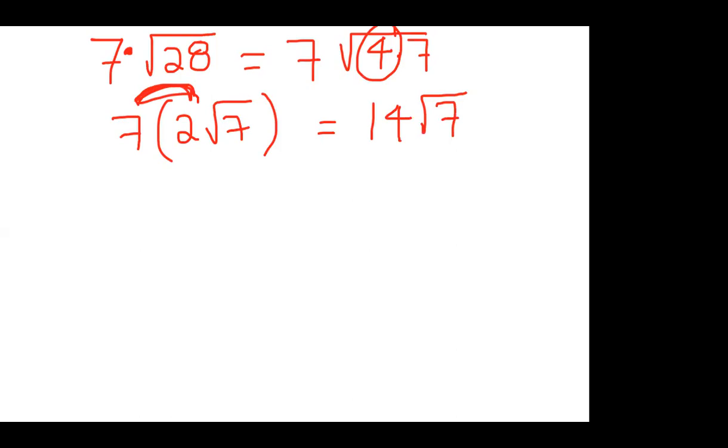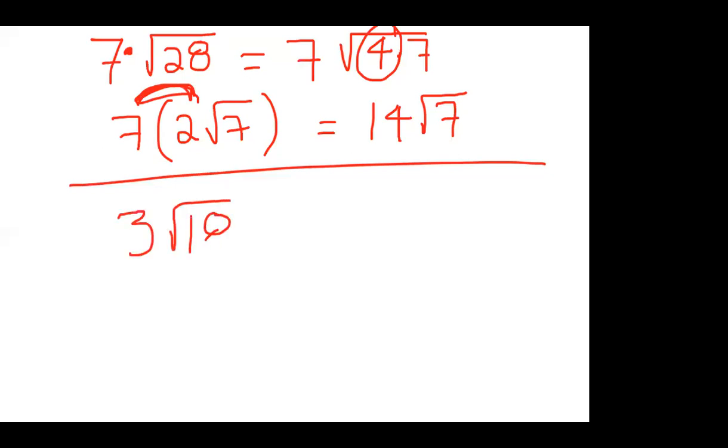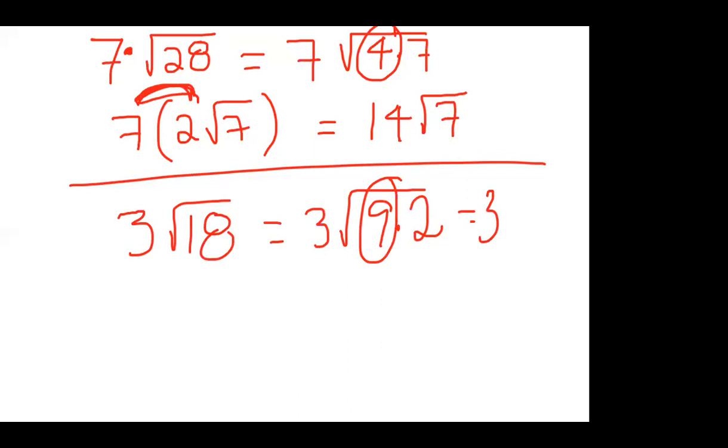One more, guys. Here's one more. Let's say this time I have 3 radical 18. So on this one right here, I have to simplify the radical 18. 9 goes into 18 2 times. Then I want to take the square root of 9, which is 3, and the 2 remains under the root. And then, of course, the 3 times 3 multiplies to 9 radical 2. There you go.